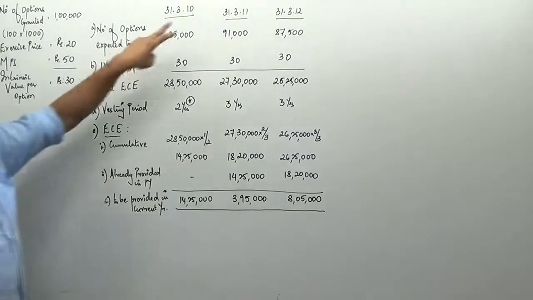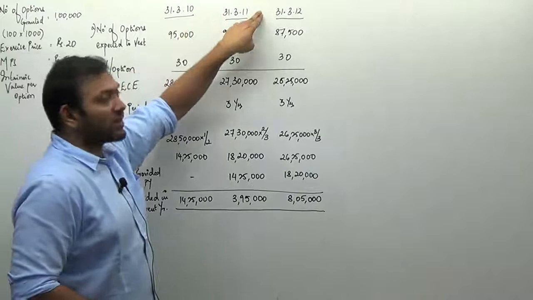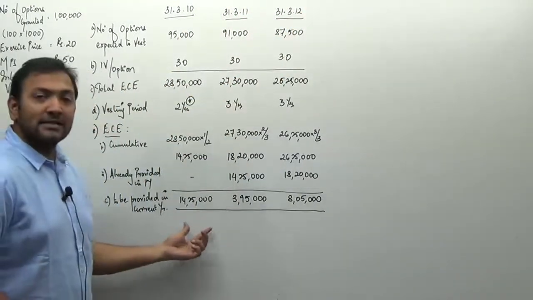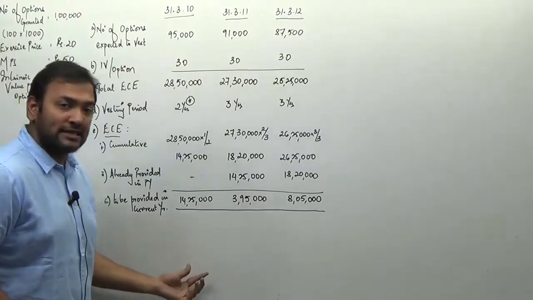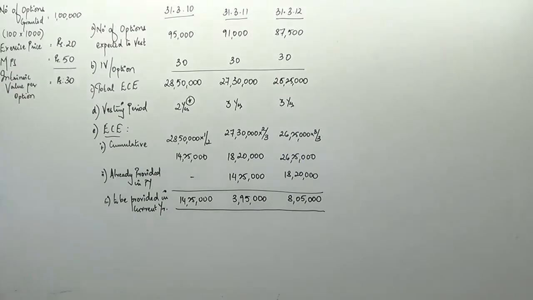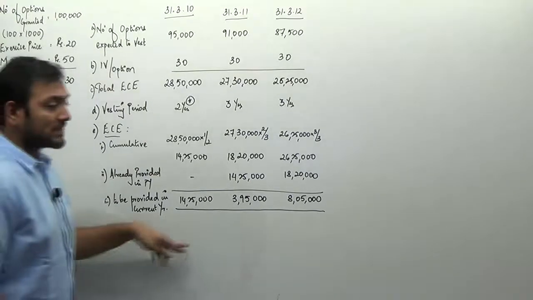Two entries at the end of each year. 31st March 2010, 31st March 2011, 31st March 2012. Two entries every year. Same entries. ECE to ESO outstanding, P&L to ECE. ECE is employee compensation expense. ESO outstanding is employee stock option outstanding account. ECE to ESO outstanding and P&L to ECE. Pass those six entries for 3 years.